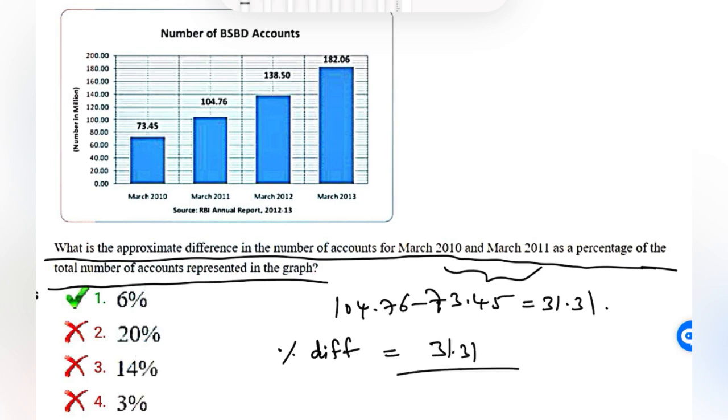So percentage difference is equal to 31.31 by the total of all the years, which is 498.77 into 100. That is equal to 6.27% and approximately 6%.